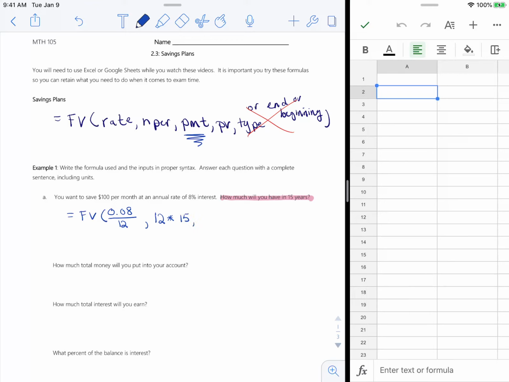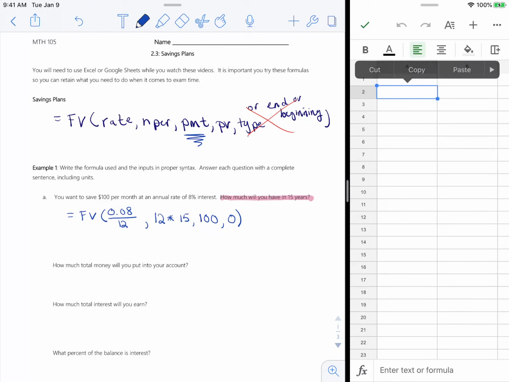Now here's the difference from the previous lesson. Remember, we would only give 100 deposit into the account and walk away and never touch it again. But here we're making monthly deposits of 100. So that is why my payment is 100, whereas my present value is 0. Does that make sense? Those two things have been swapped since the last section. So make sure you're paying attention to this.